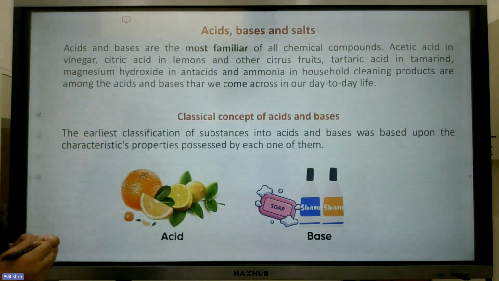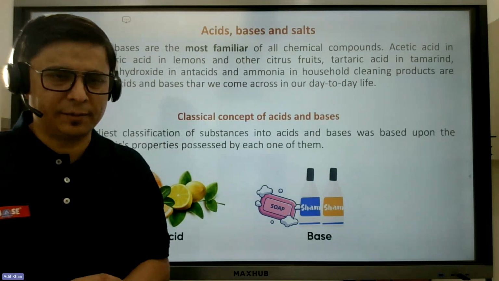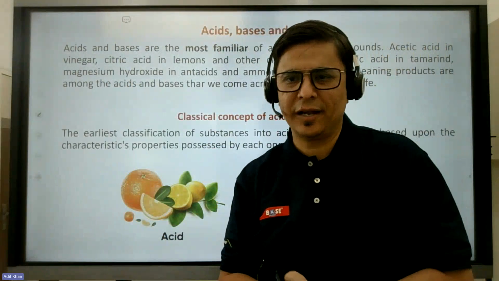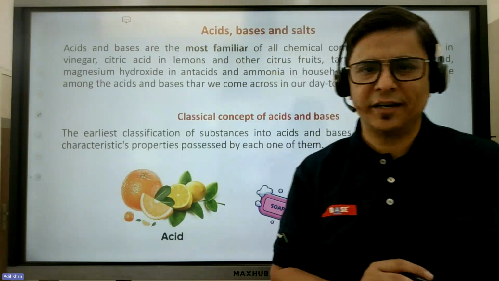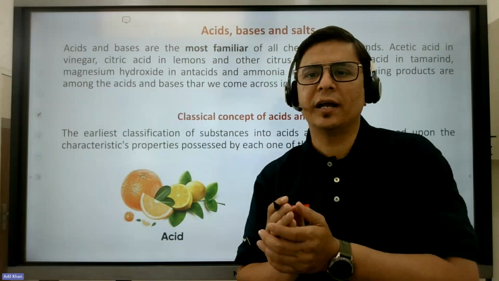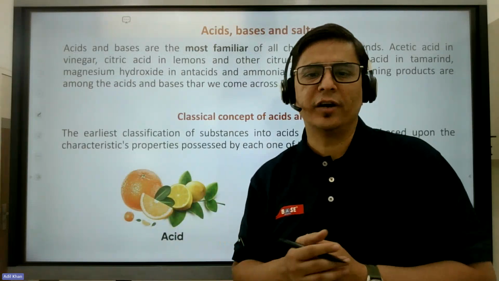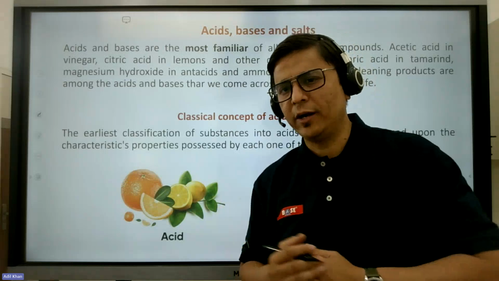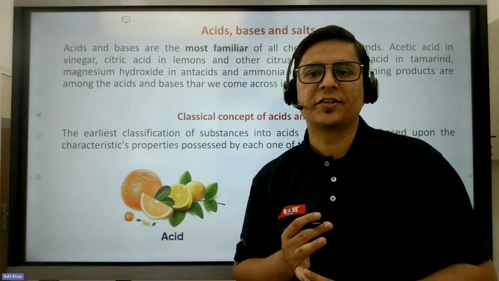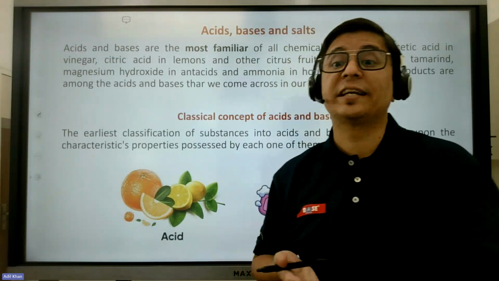Now, acid, bases, and salt. Acids and bases are the most familiar of all chemical compounds. So acetic acid is used in vinegar, citric acid in lemon and other citrus fruit, tartaric acid in tamarind, magnesium hydroxide in antacid. Ammonia is used in the cleaning agents of our houses. So they are used in our day-to-day life. So if I talk about the earlier classification of acid and bases, they were classified on the basis of their taste and their physical feel.